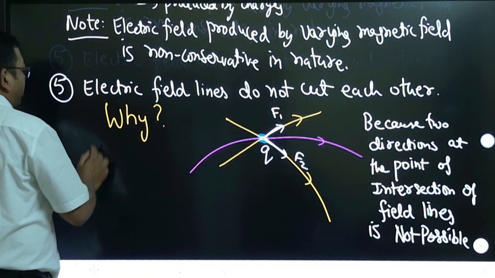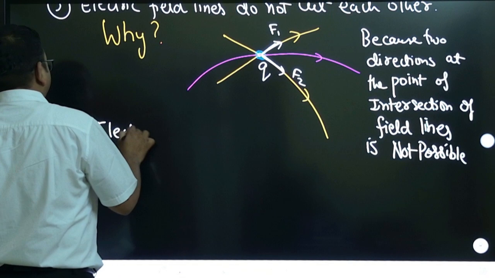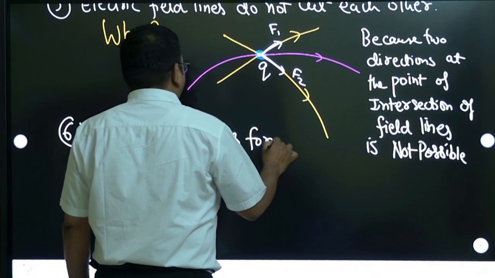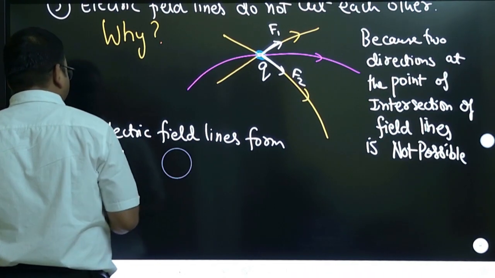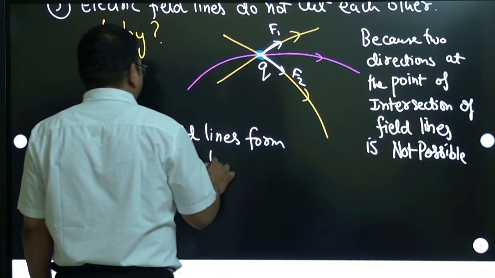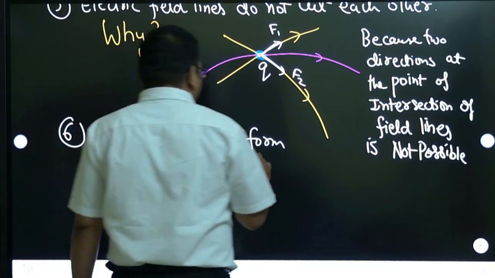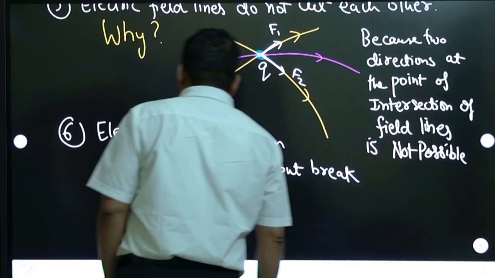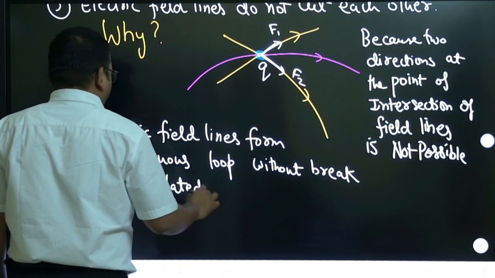And one last point, point number 6: electric field lines form a continuous loop without break for isolated charge.